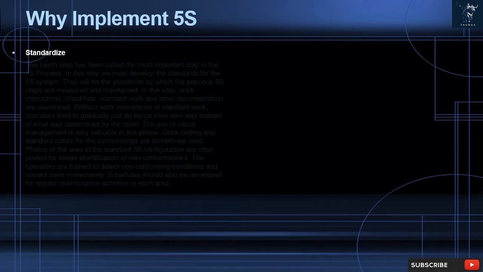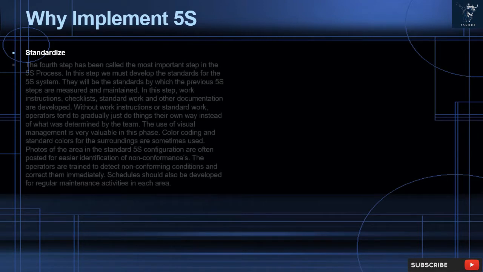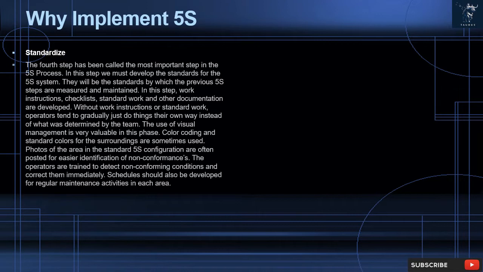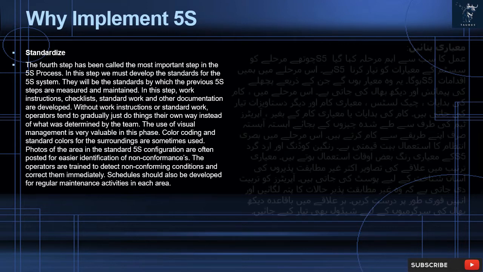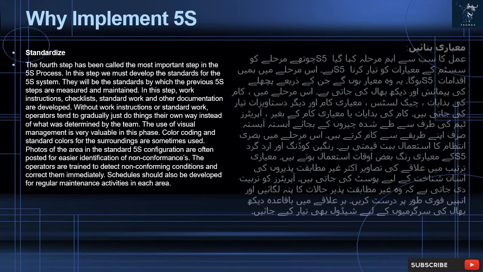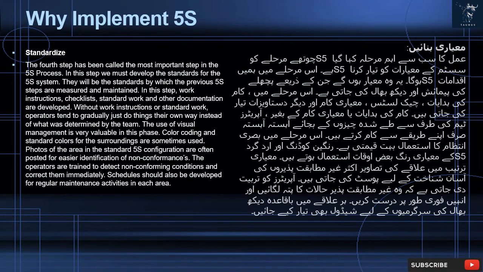Without work instructions or standard work, operators tend to gradually just do things their own way instead of what was determined by the team. The use of visual management is very valuable in this phase. Color coding and standard colors for the surroundings are sometimes used. Photos of the area in the standard 5S configuration are often posted for easier identification of non-conformances. The operators are trained to detect non-conforming conditions and correct them immediately. Schedules should also be developed for regular maintenance activities in each area.